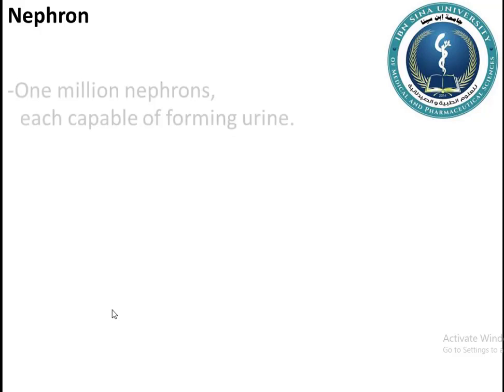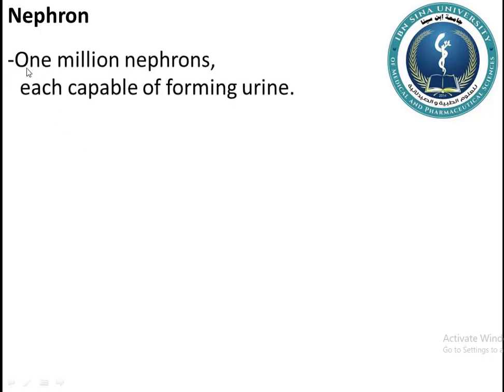The functional unit of the kidney is the nephron. There are about 1 million nephrons in each kidney. Each nephron is capable of forming urine. These 1 million nephrons decrease with age, and the kidney cannot generate new nephrons with age.